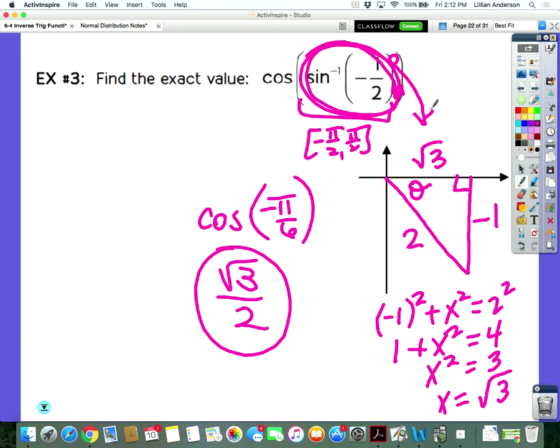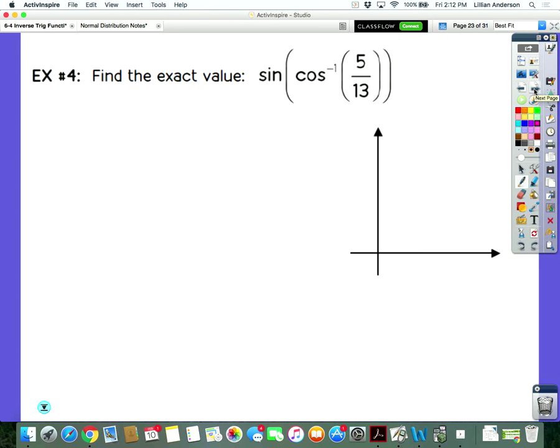Let's do another one. Look at this one. Is 5/13 on the unit circle? No. When it's not on the unit circle, you have to do a triangle. There's no other way to do it. And it is an inverse, so that should also tell you, I need to make a triangle. I'm in the 1st quadrant because both things are positive. Cosine is adjacent over hypotenuse, so 5 is my adjacent, and 13 is my hypotenuse.